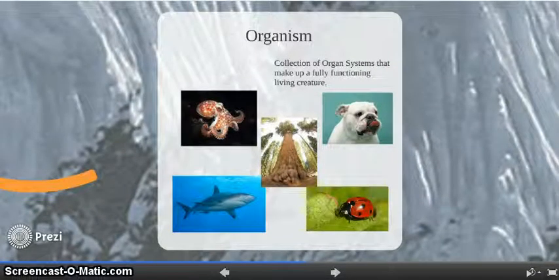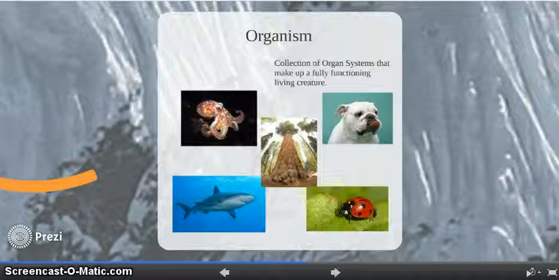When you put all these things together, this is what happens. You get an organism. You can end up with a plant or an animal or even a human being. All organisms are made up of organ systems, organs, tissues, cells, and atoms.